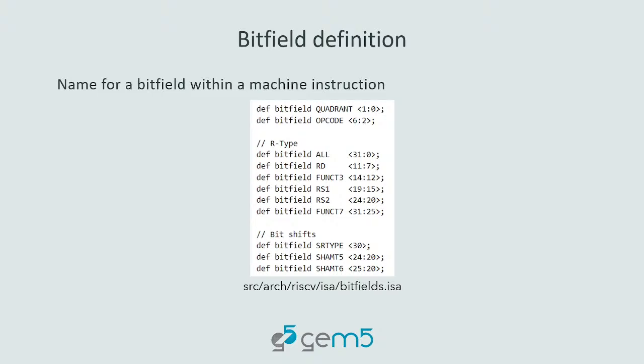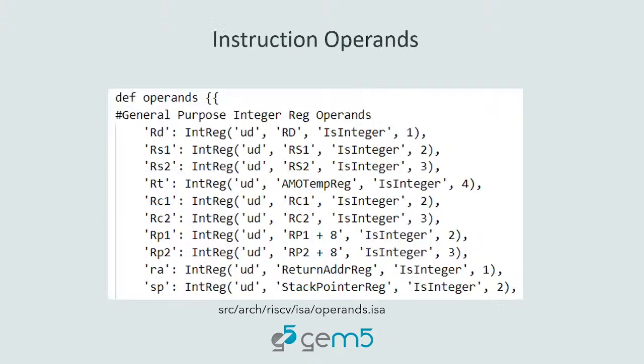I think there are a couple of other quick things that I want to talk about. We already talked about bit field definitions, that in the ISA description system, all the bit fields we saw earlier are also defined in declaration files. One of the quick things is the operands.